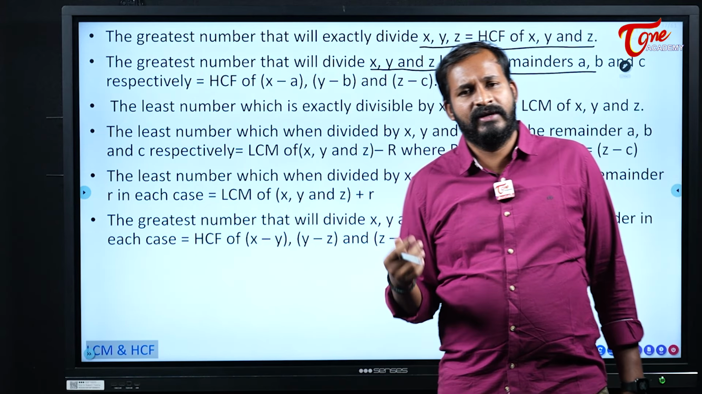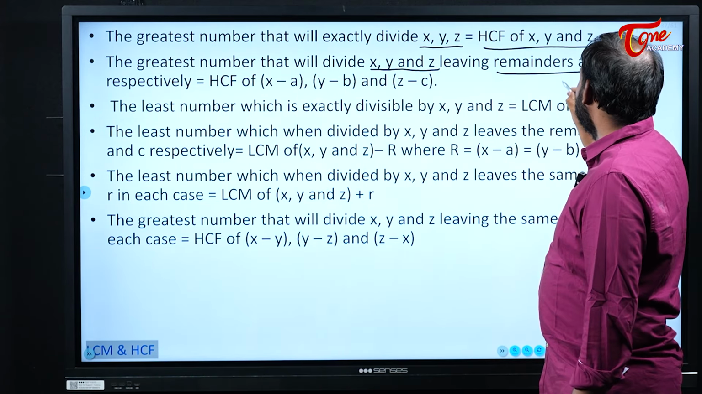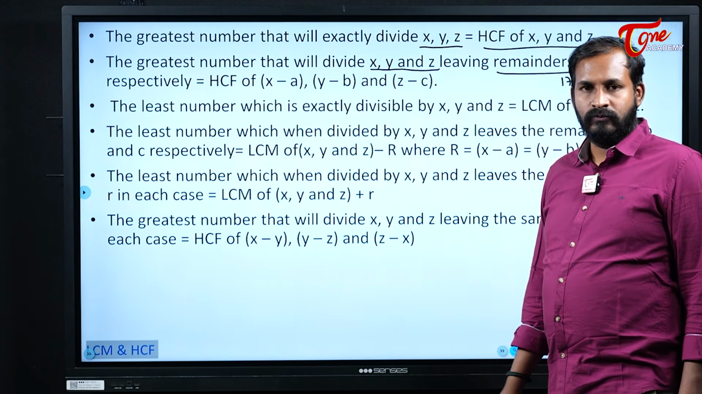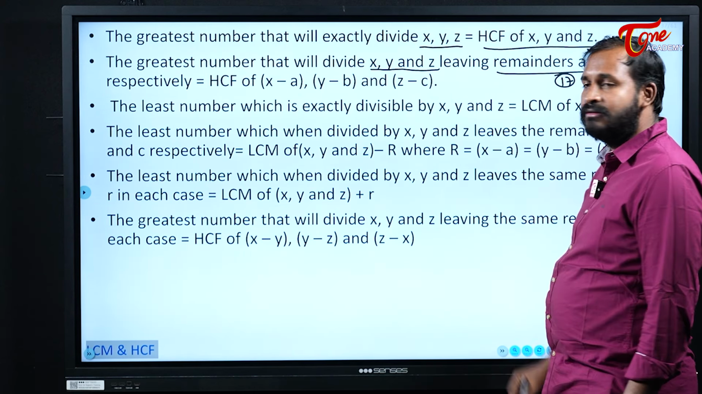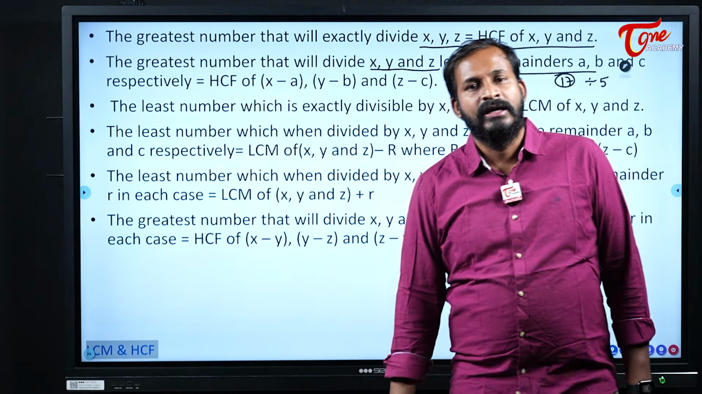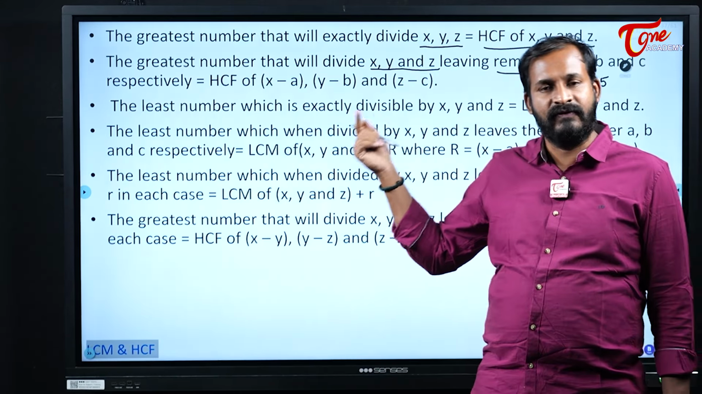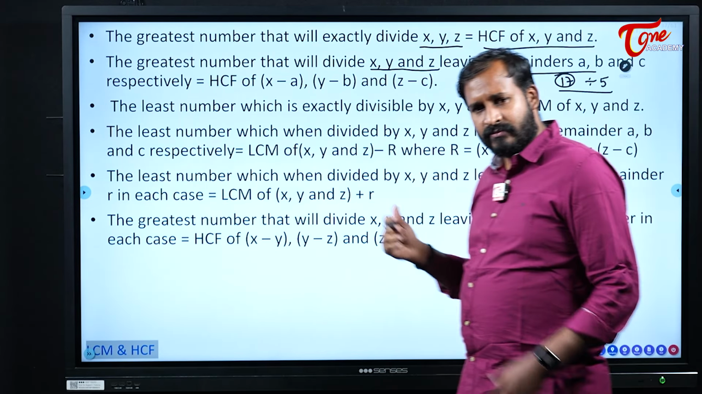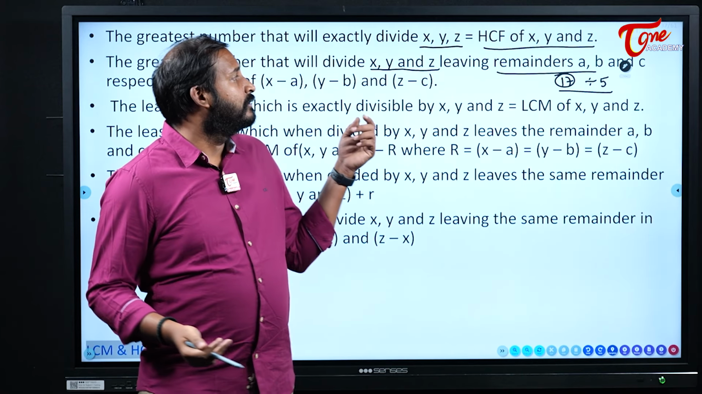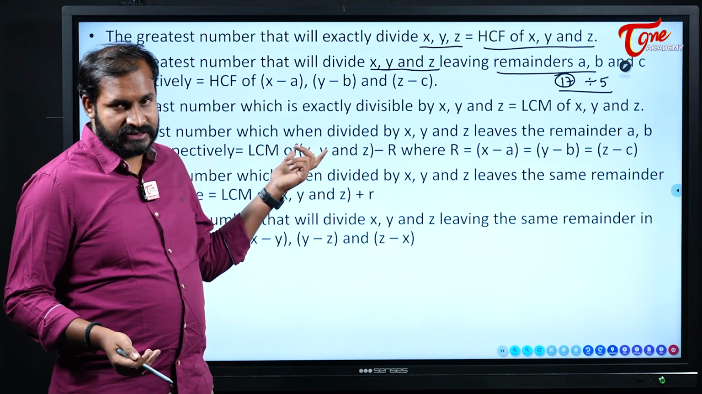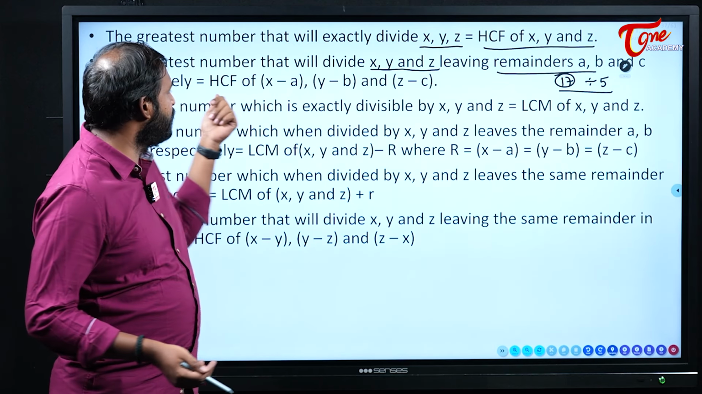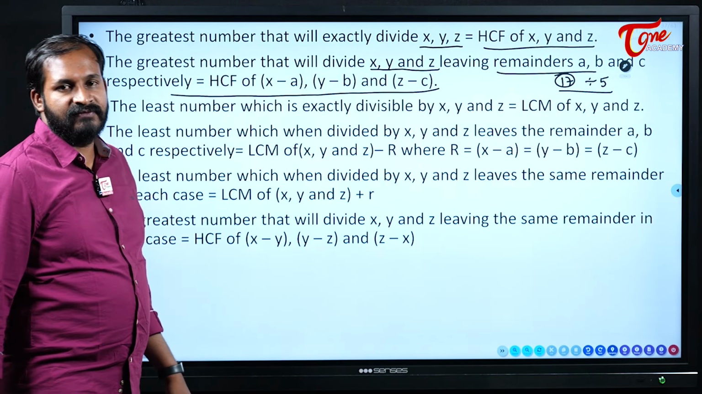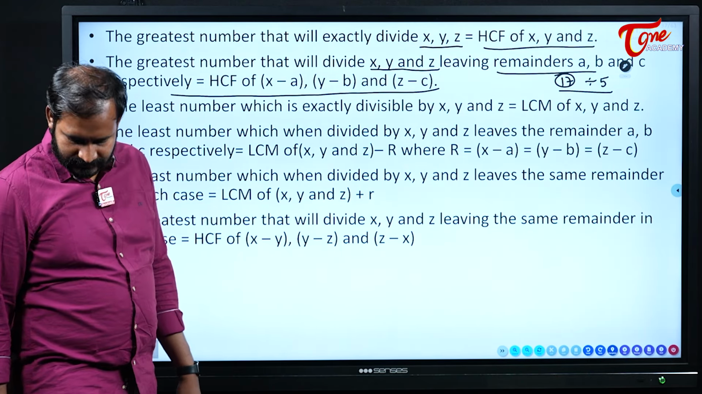That means if you are leaving a remainder, for example, when 17 is divided by 5, what is the remainder you will get? 2. So, that means if you subtract 2 from 17, then obviously the resultant will be a multiple of 5. Okay, the resultant will be 15. Its factor will be what? 5. So, the same concept here also. There are some numbers. Okay, they will leave some remainders a, b and c when we divide with a number. So, for that we will find the HCF of x minus a, y minus b and z minus c.